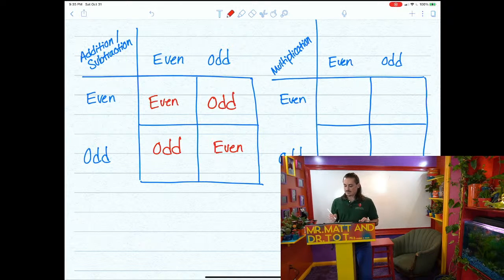So an even times an even, like 2 times 2 or 2 times 8, that's always going to be even. An even times an odd, like 4 times 3, that's going to be an even as well. An odd times an even, like 3 times 4, that's also going to be even. Only an odd times an odd, like 3 times 5, will give you an odd result.